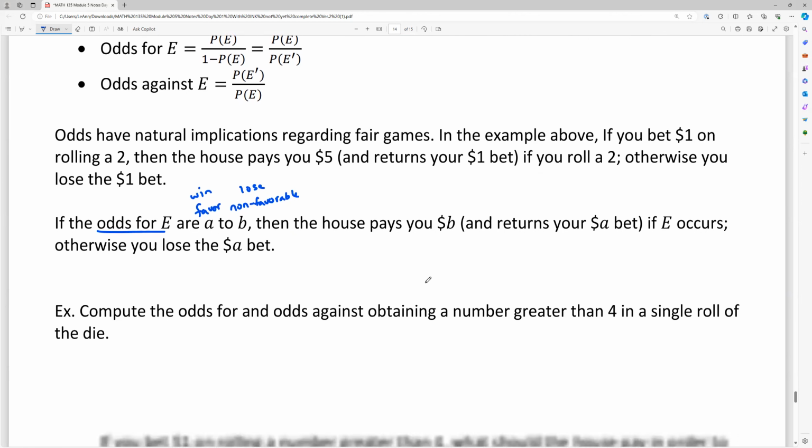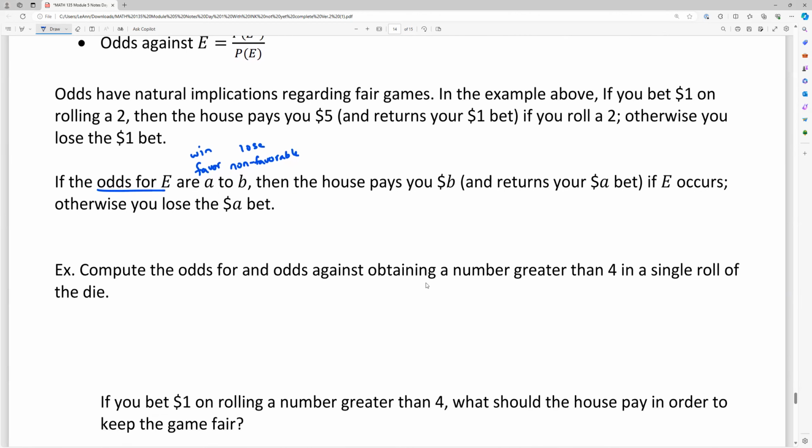Okay, so let's talk about this. Compute the odds for and odds against obtaining a number greater than 4 in a single roll of a die. So remember, your die is your sample space. You have 1, 2, 3, 4, 5, or 6 on the die. If we're doing odds for, what we're going to be listing is, and I like to do the colon, this is actually what we want, which is a number greater than 4. So this scenario is anything else. So that would be less than or equal to 4, because notice they didn't say equal to on the 4.